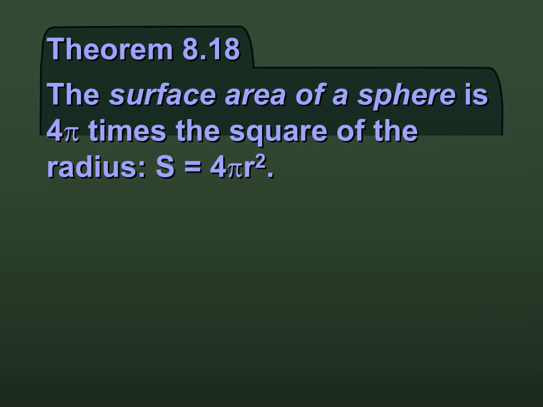The surface area of a sphere is 4 pi times the square of the radius. So here is the formula for the surface area of a sphere. S, or surface area of a sphere, is equal to 4 pi r squared, where r stands for the radius.